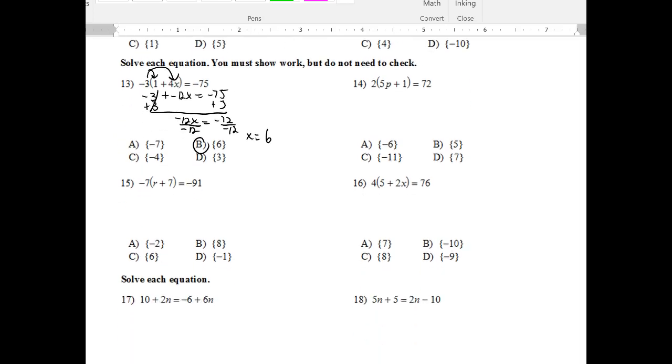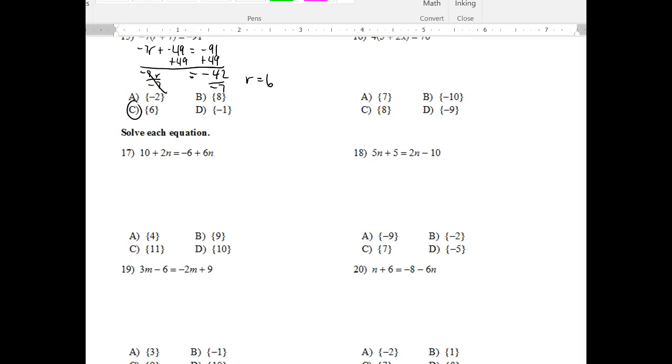So number 15, a -7 times r is -7r. A -7 times 7 is a -49 equals -91. So we start off by adding 49 to both sides. Once we do that, we will bring down our -7r, and then -91 plus +49 gives you -42, divided by negative 7. And then a negative divided by negative is a positive, so r is equal to positive 6. Negative 42 divided by negative 7 is positive 6.